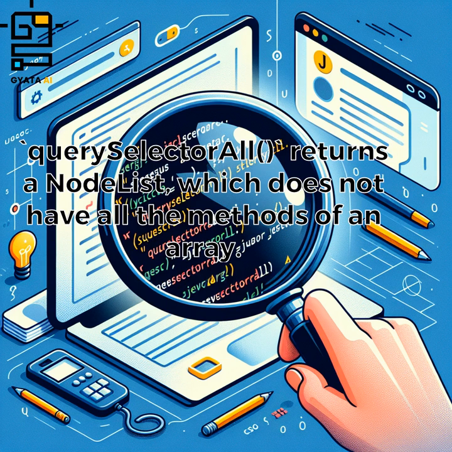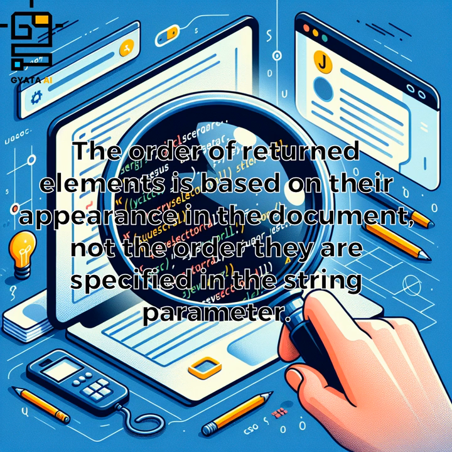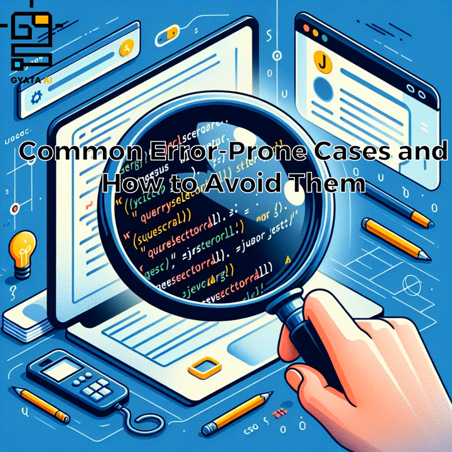Tips and tricks. querySelectorAll returns a NodeList, which does not have all the methods of an array. To use array methods, convert the NodeList to an array using Array.from. The order of returned elements is based on their appearance in the document, not the order they are specified in the string parameter. Common error-prone cases and how to avoid them.